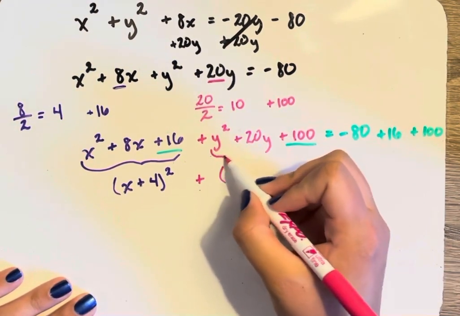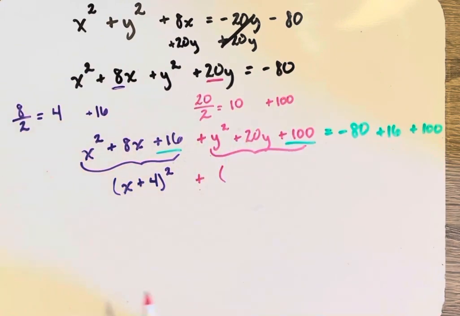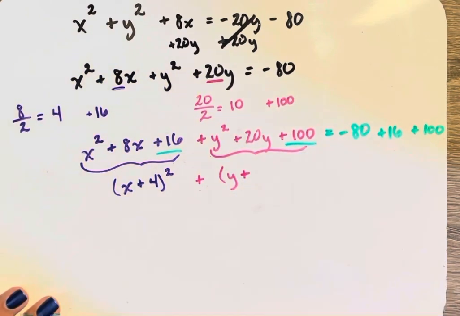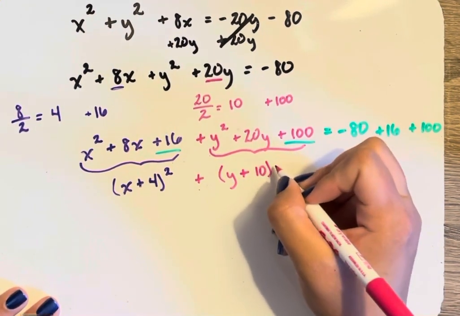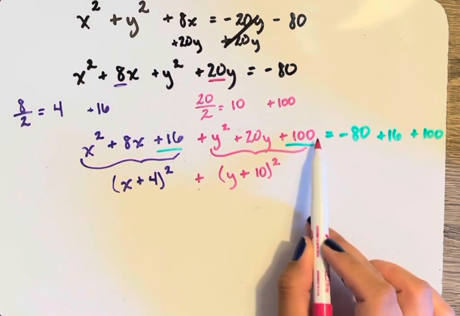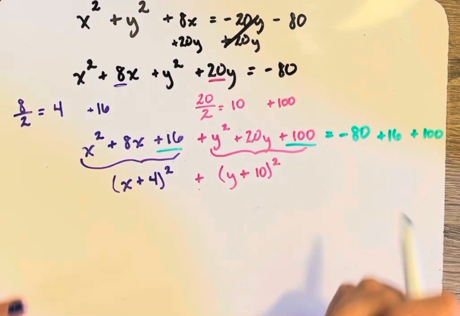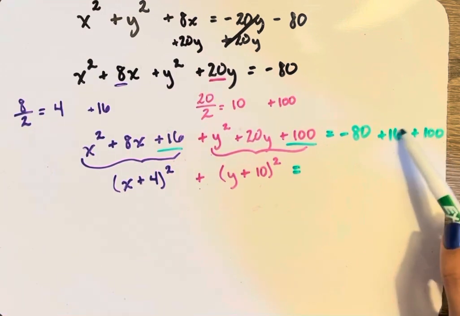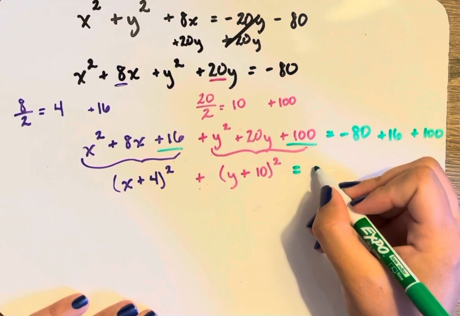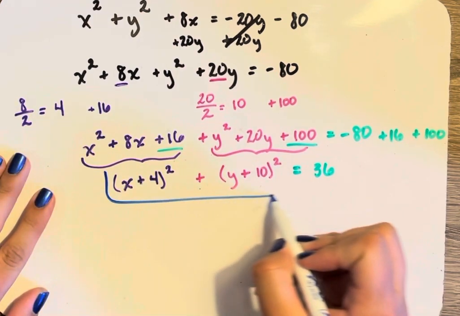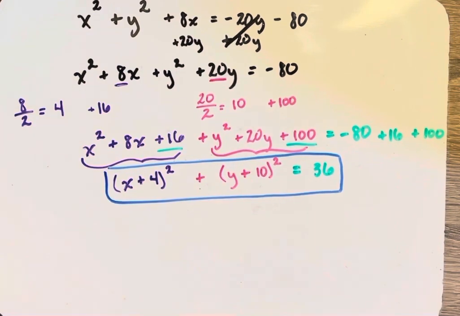Now we're going to do the same thing for this y trinomial, which is also a perfect square trinomial. Since this is a positive number, it's going to be y plus, in this case, y plus 10. 10 was our magic number here. It's also the square root of the number that I added to both sides. And then on the right side, if I add all of this together, 100 plus 16 is 116. 116 minus 80 is 36. Okay, so now I have my equation in standard form for a circle.